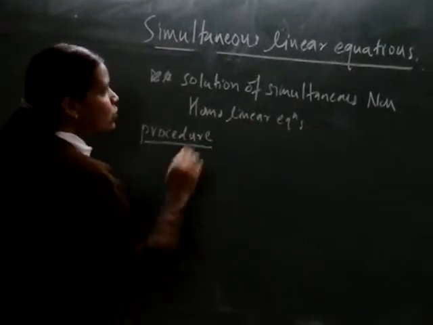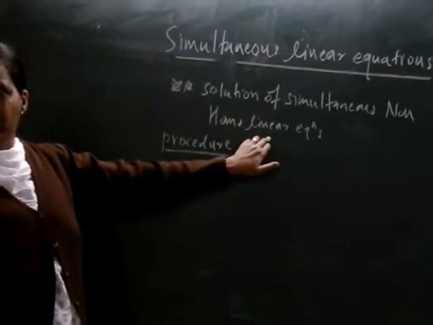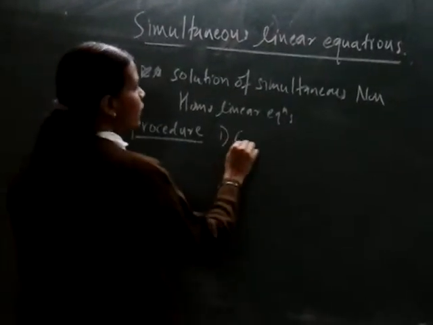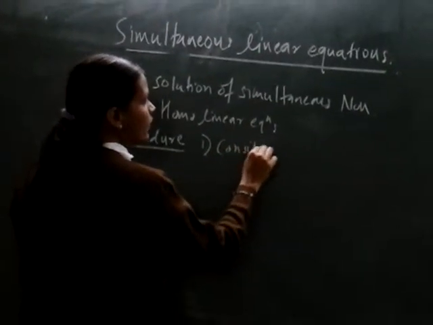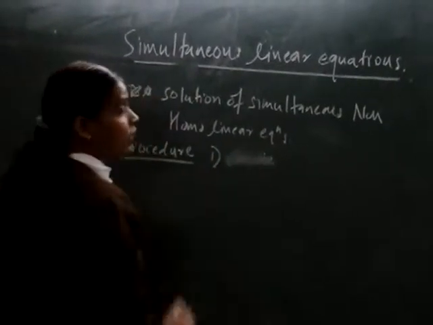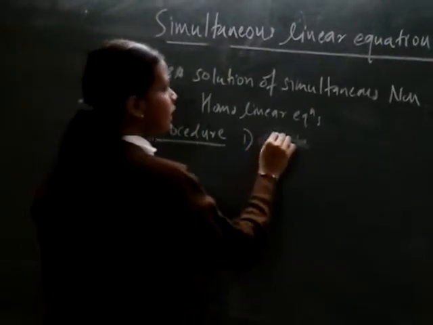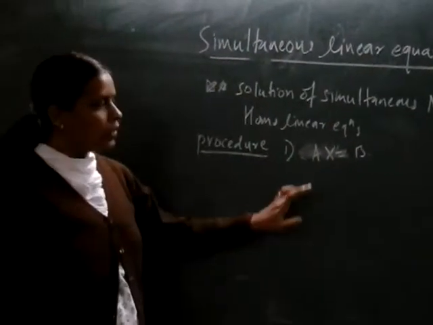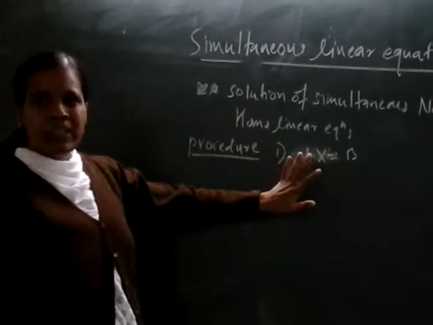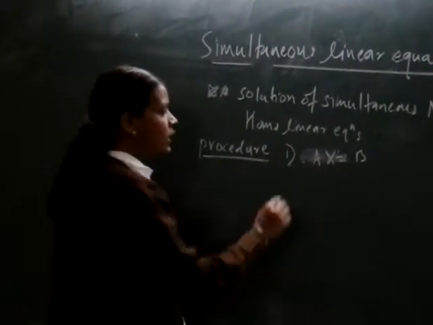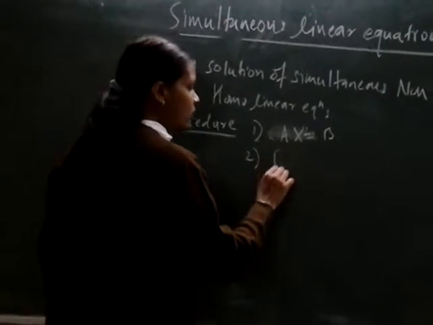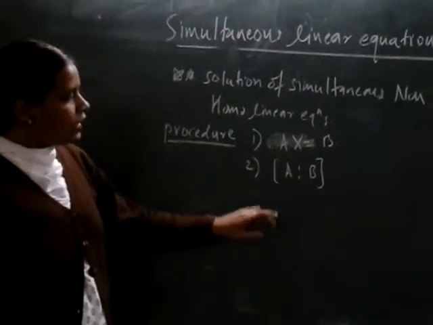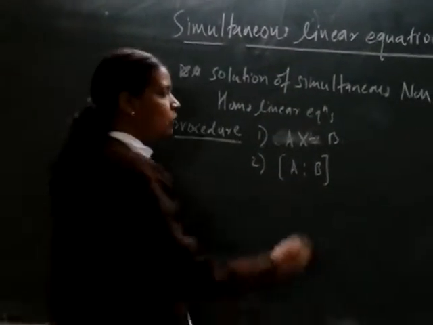How do we find the solution of non-homogeneous linear equations? What is the first step? First, we have to write the given system of equations in the matrix form AX is equal to B. Second step, we consider the augmented matrix [A : B] and reduce this augmented matrix into echelon form.